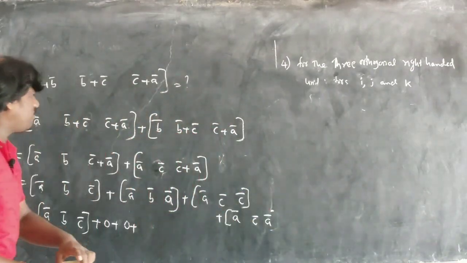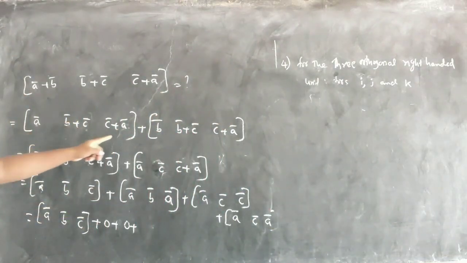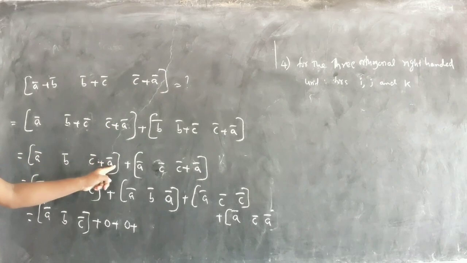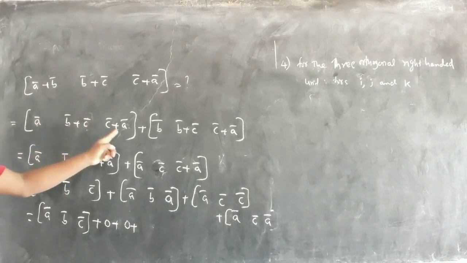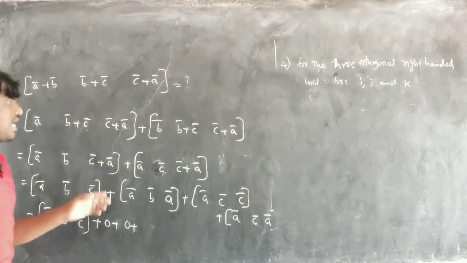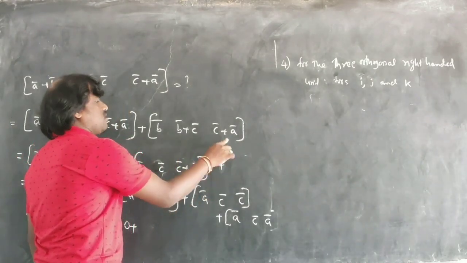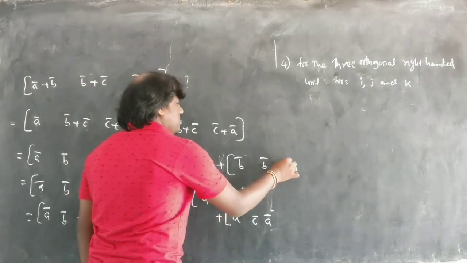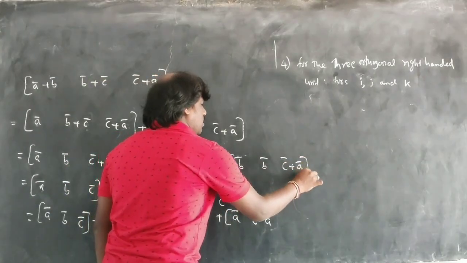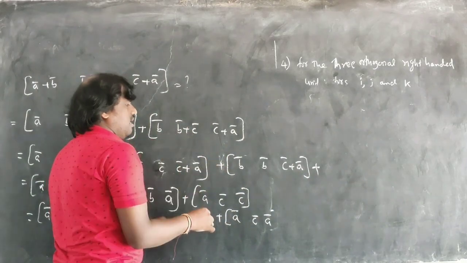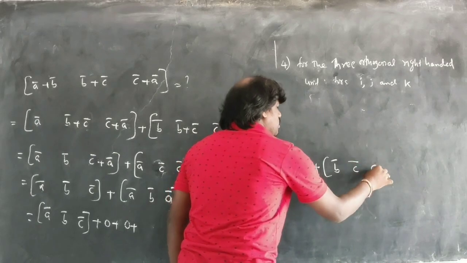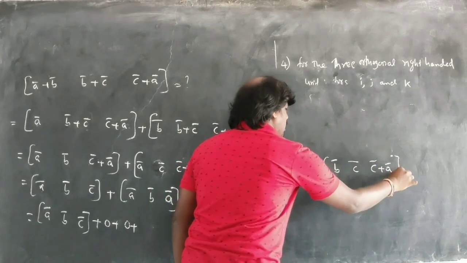See here, I have done this part, but I did not do this part. This part remained. See here, this part I did here: A vector, B vector, C plus A vector. Then A vector, C vector, C plus A vector. This is separated. In the same way, I have to separate this one also. So what I write here is B vector, C plus A vector. Then I can separate the middle one: B vector, C vector, C plus A vector. I can write it like this.